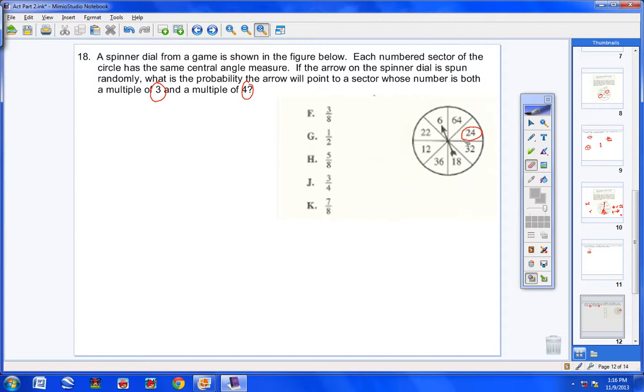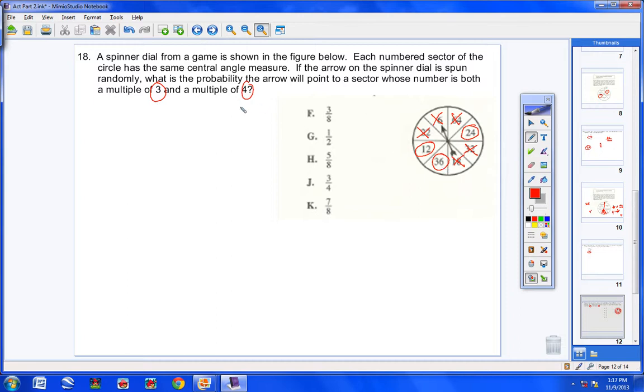We're looking for numbers over here that 3 and 4 both go into evenly. 24 is one of them. 64, 3 doesn't go into 64, 3 doesn't go into 22, 3 doesn't go into 32, 4 doesn't go into 6. Here's one. Doesn't 3 go into 12? Yes. Doesn't 4 go into 12? Yes. 4 doesn't go into 18, but guess what? 3 goes into 36 and 4 goes into 36 too. 4 times 9 is 36. So I have found 3 numbers who are multiples of 3 and 4.